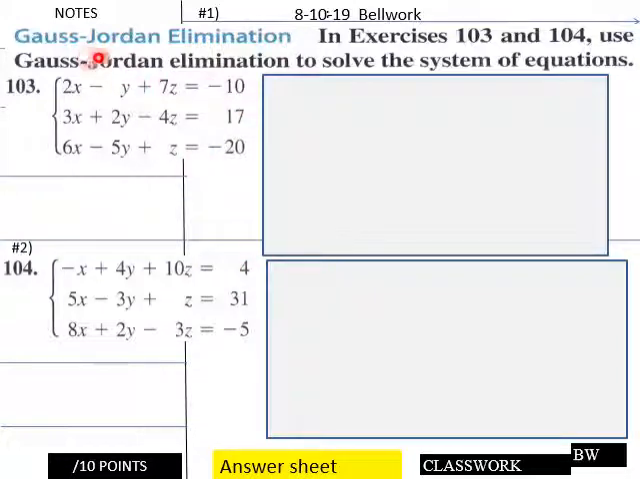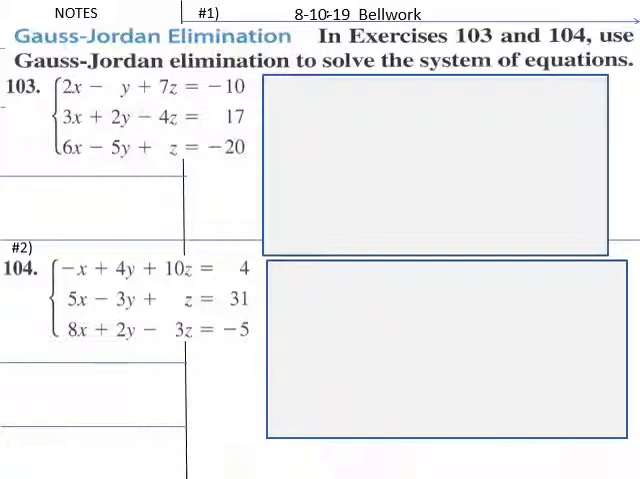Today's bell work: use Gauss-Jordan elimination to solve the system of equations. So we're going back into chapter 7 here, students. This should be review. Give yourselves 5 to 6 minutes to solve these. Teachers, see you in 6 minutes.